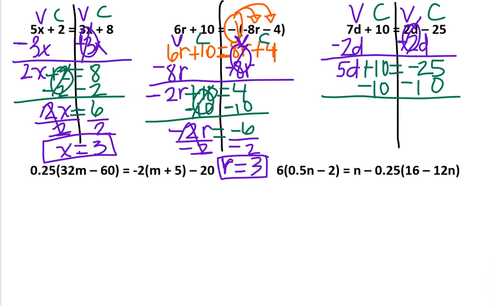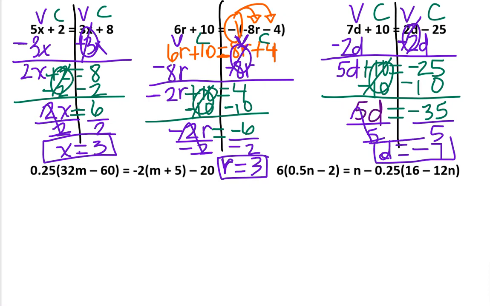So 10 minus 10 is my 0 pair. I bring down my variable on the left, 5D. And then I bring down my constant on the right is equal to negative 35. I continue to isolate my variable because there's that 5 that's in the way. So the opposite is to divide by 5. And that gives me my solution, which is D equals negative 35 divided by 5, which is negative 7.